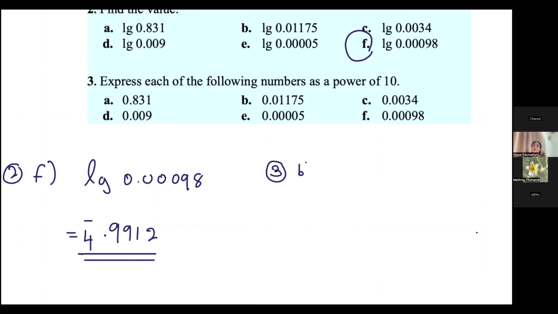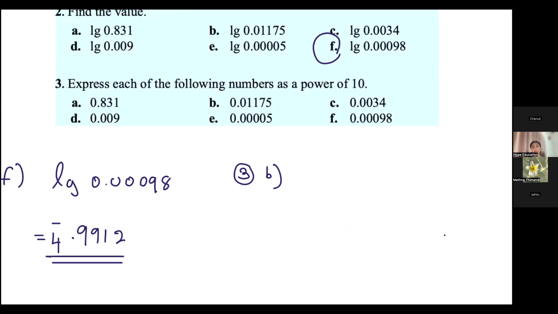So express each of the following numbers as a power of 10. 0.01175. How do I express this as a power of 10? What did you get for this? I'm interested to see how you got this one. Anybody who got an answer?